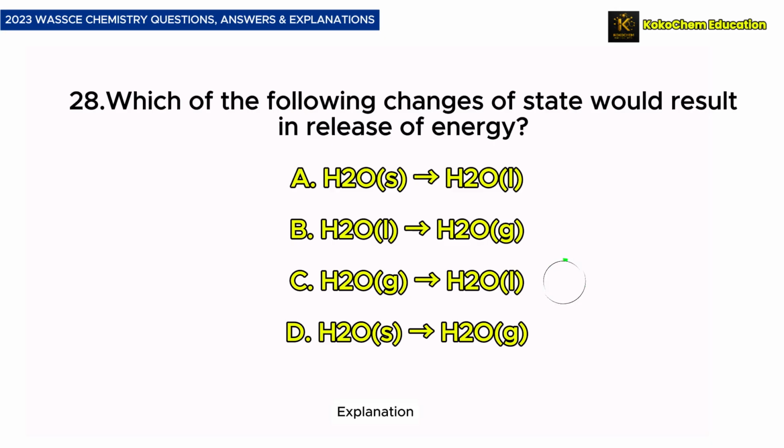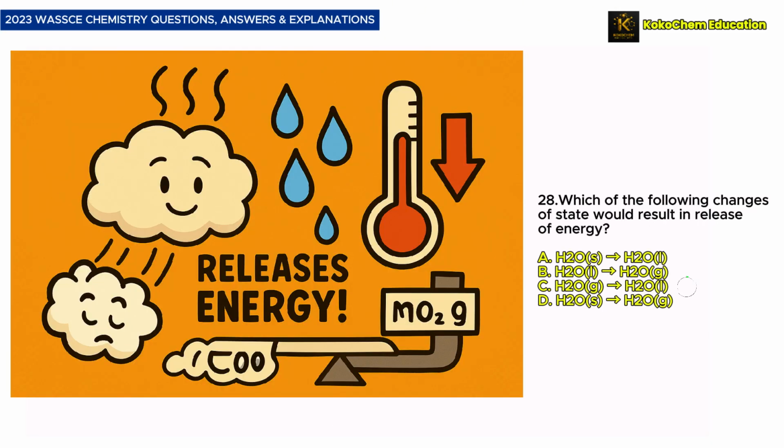Explanation: when gas turns to liquid, it's like steam becoming water. Energy is released. It is the opposite of boiling. Think of it like this: cooling down gives off heat. That is why this change releases energy.